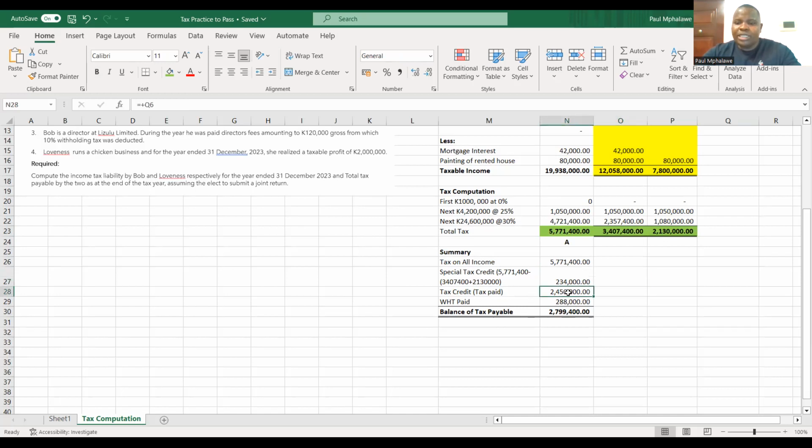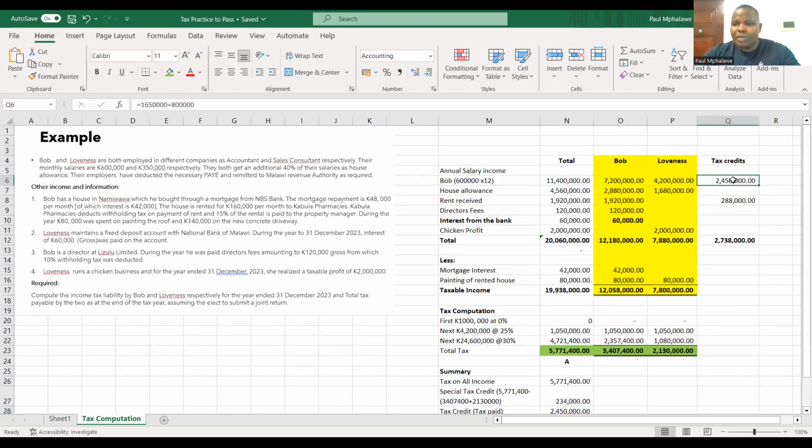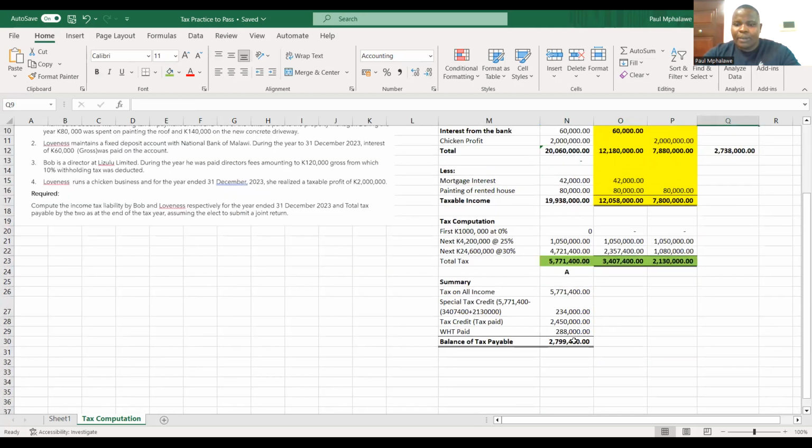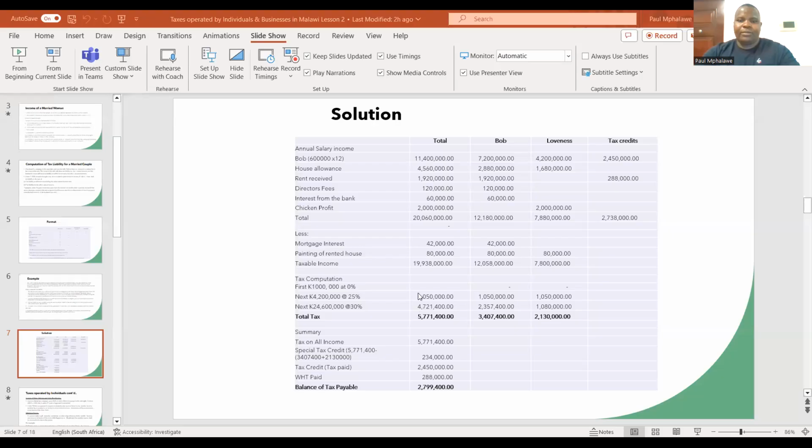Okay, then we need to reduce with the tax that has already been paid, which is 2.4 million. Then we also have to reduce with withholding tax that has already been paid, 288,000. The balance is the amount of tax payable to Malawi Revenue Authority. That is 2,799,000. That's how our 2 million is coming from here. Okay, so you can copy down the question and practice on your own and see if you're going to come to 2,799,000. Okay, let's continue.